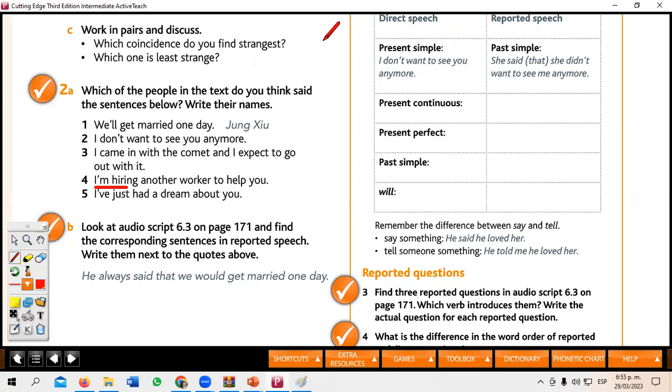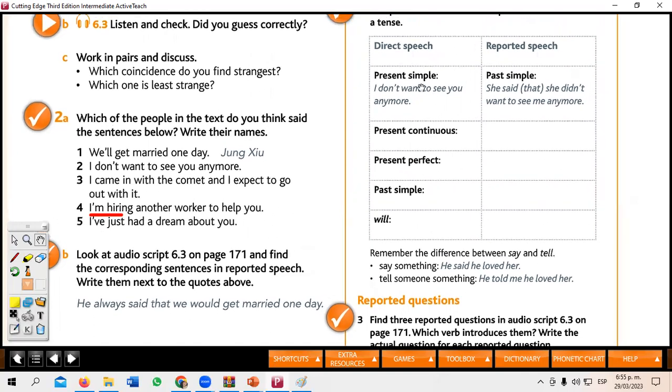Teacher, the reported speech is always in past simple, yes? No. It's different, according to the tense. So we will notice this after you do the exercise. You will notice. Generally, we go one tense back into the past.